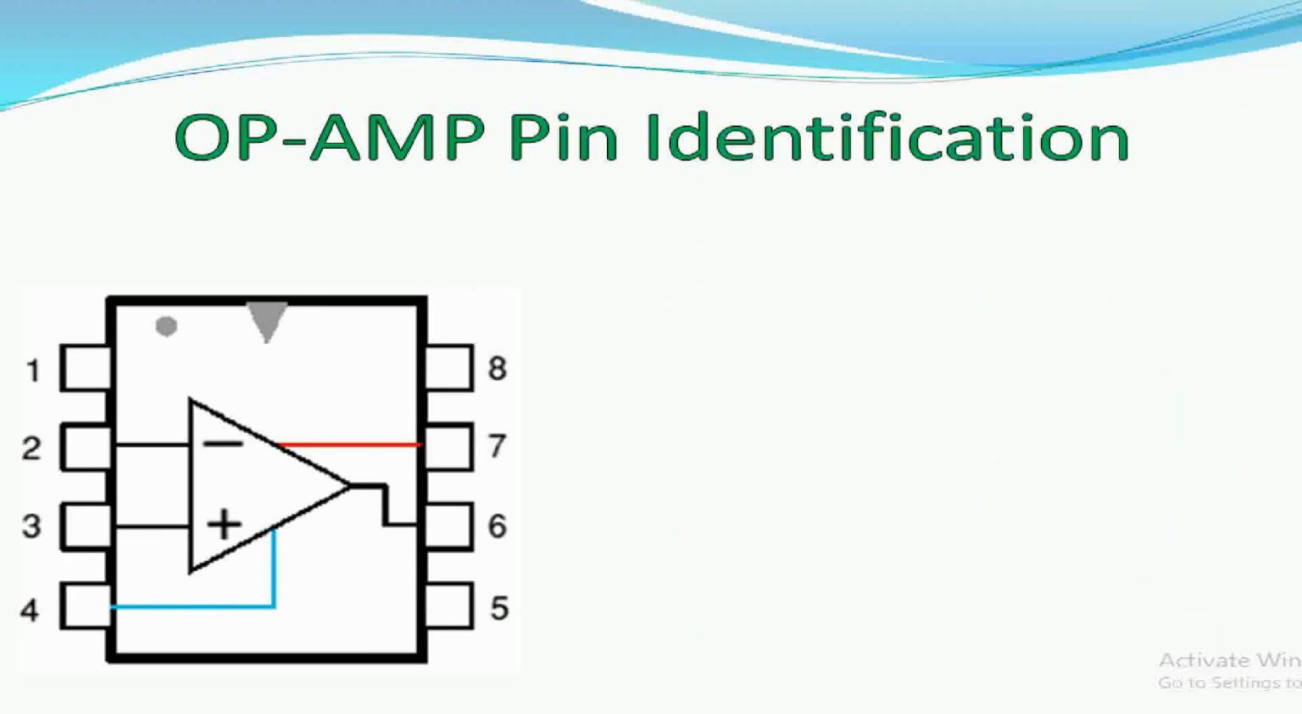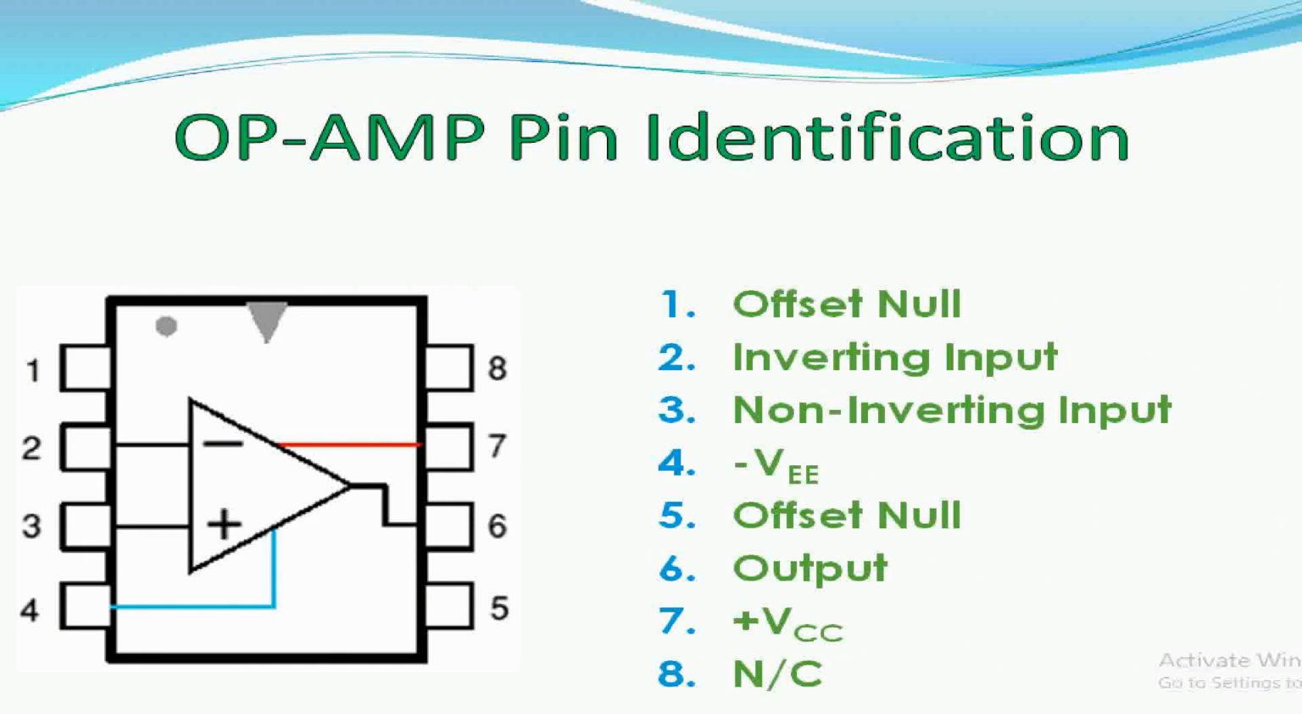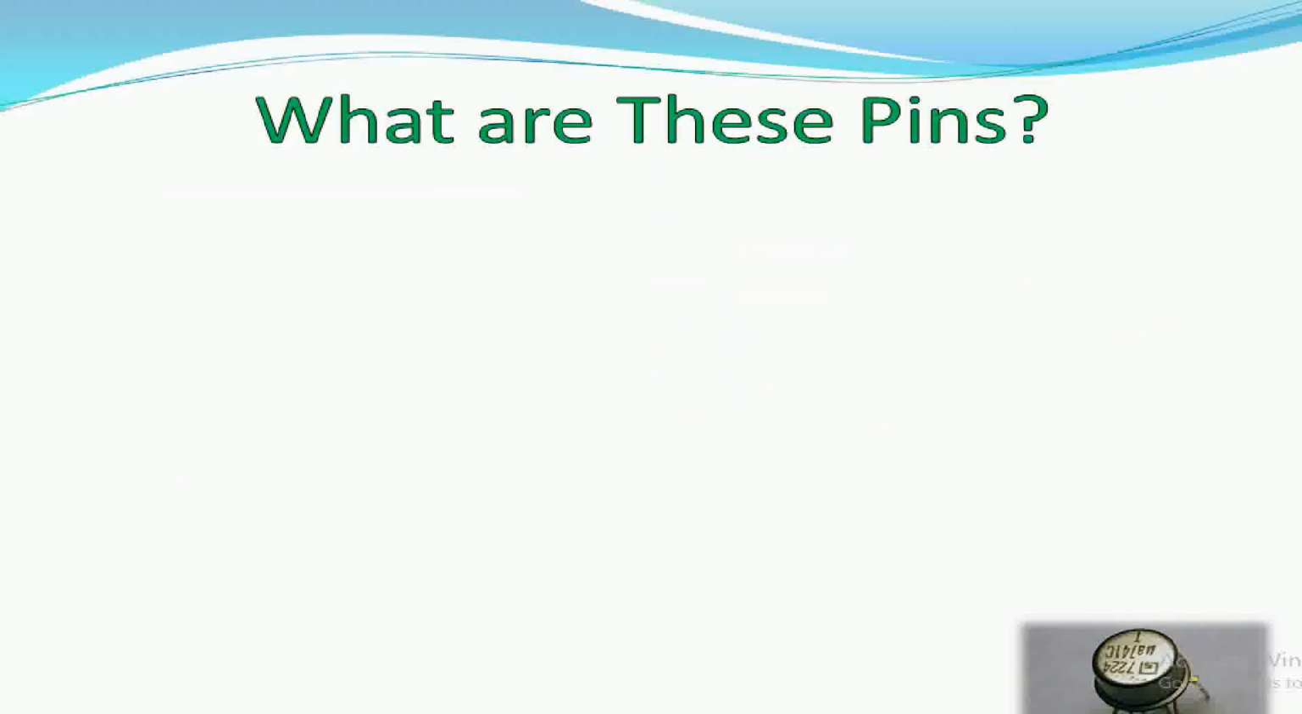Op-amp pin identification. First pin is offset null pin, fifth pin is offset null pin, and second is inverting, third is non-inverting, fourth is minus VEE, and seventh is plus VCC, and eighth is no connection. So what are these pins?